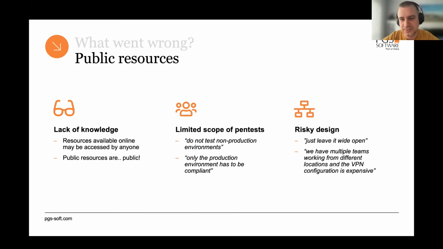Risky design sometimes. Yeah, let's leave it wide open, because we have our team members all around the world, and we cannot whitelist their IPs because they work from home. They have dynamic IPs, or yeah, let's whitelist one IP and it's their current IP, but it covers half of London, for example.